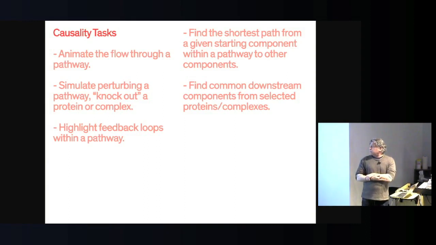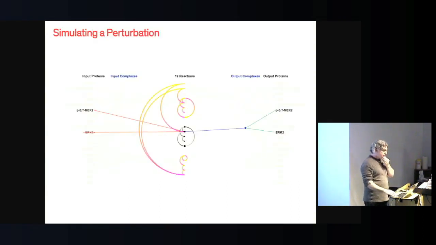Given that these systems are basically huge networks, oftentimes the biologist would want to find the shortest path between a starting protein and an end protein. What are all the possible reactions that could go from one protein or protein complex to another, and also to find common downstream components from any selected proteins or complexes. Kind of skim through these.